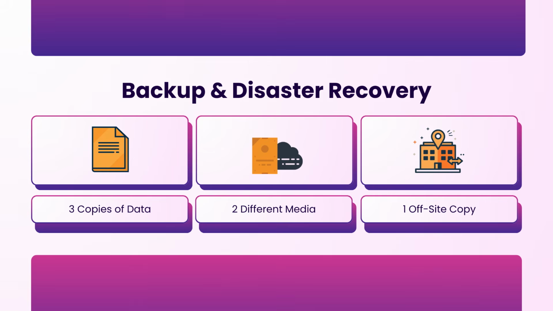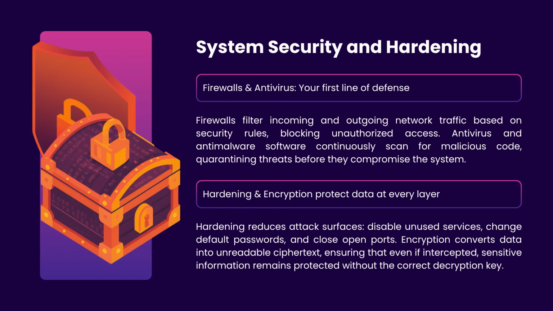Disaster recovery is the actual fire drill. It's a document that says, if the server dies, step 1 is this, step 2 is that. It's the difference between a company going out of business and a company being back online in an hour. To prevent these disasters, we must also build a strong shield. Maintenance isn't just about keeping things running, it's about keeping things safe. We call this system hardening.